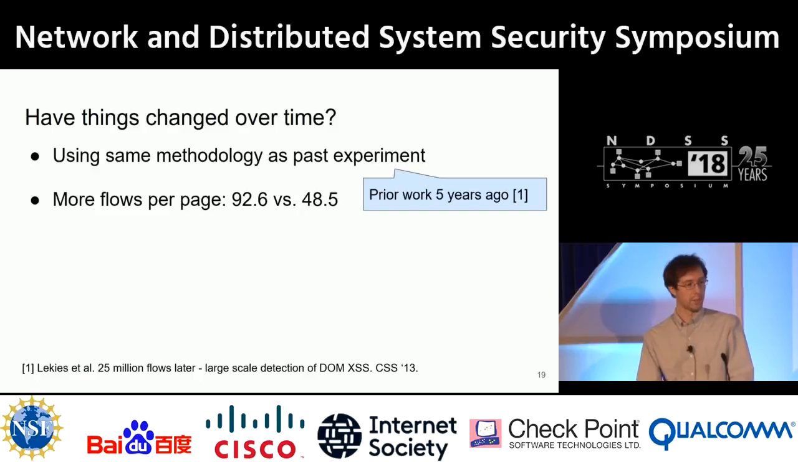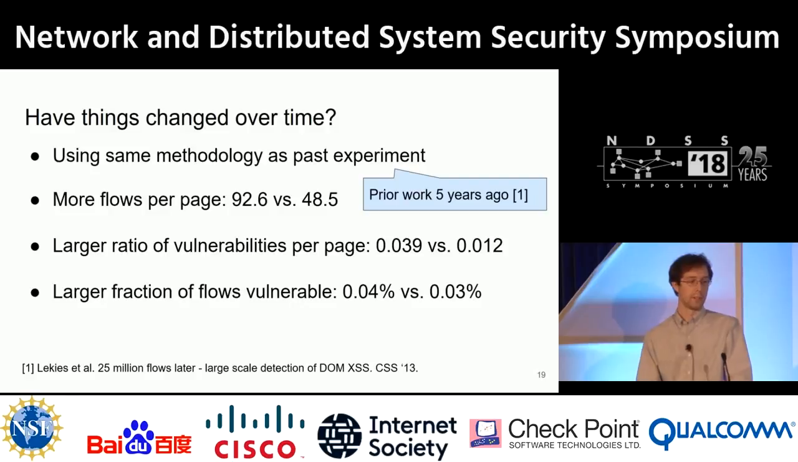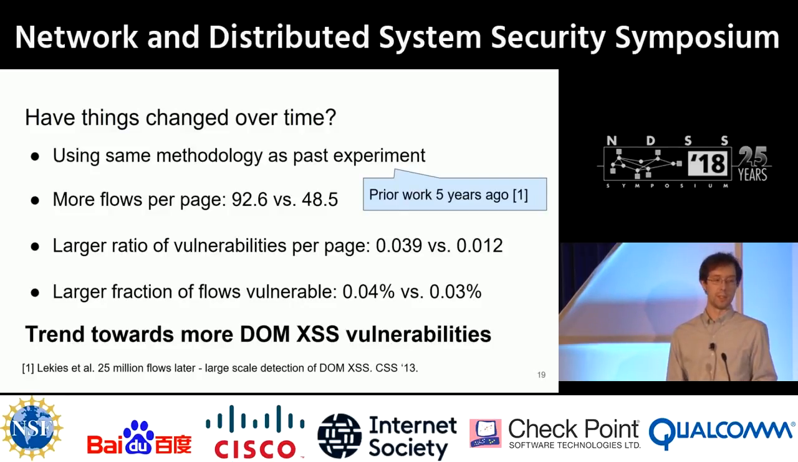And so what we found is we found more flows per page, almost twice as many. We found a larger ratio of vulnerabilities per page, almost 3 times as many. And we found a larger fraction of those flows were vulnerable. So we believe that this points that there may be an increase in DOM cross-site scripting vulnerabilities on the internet.